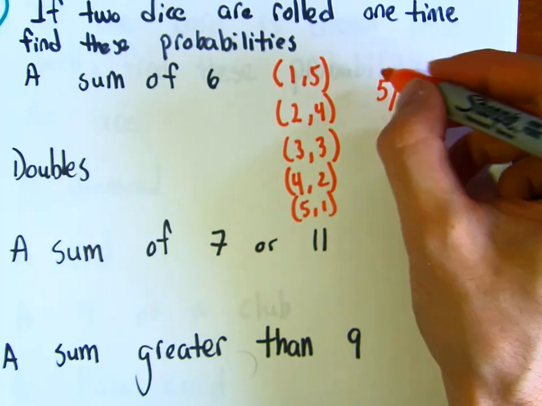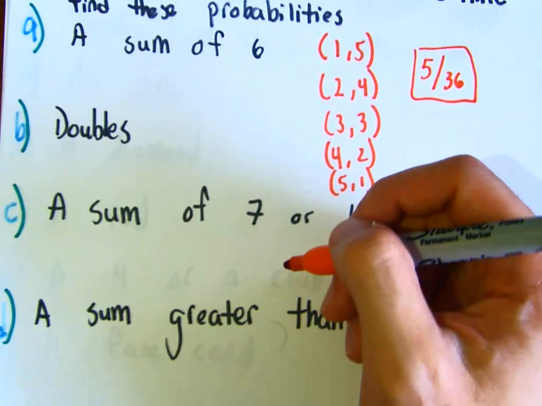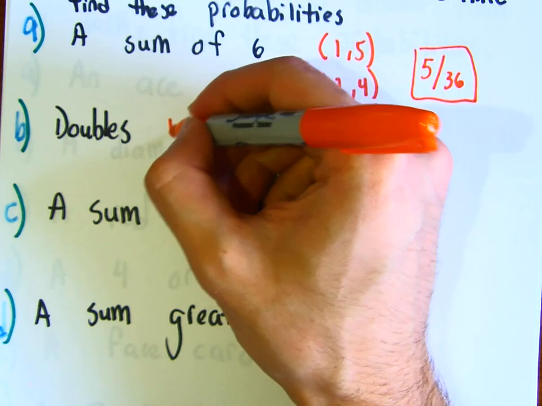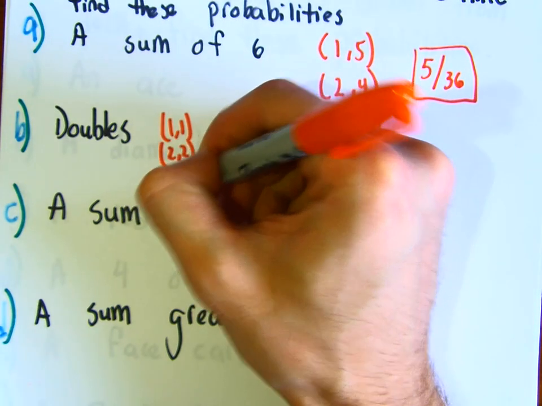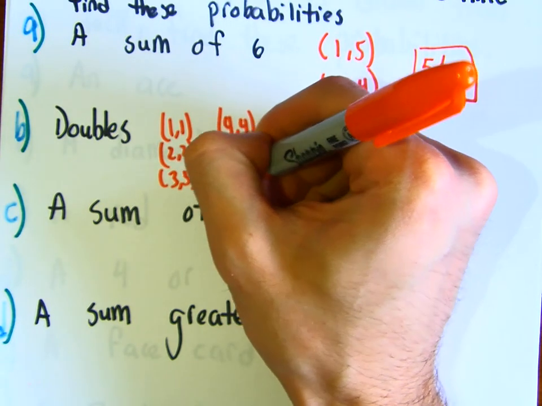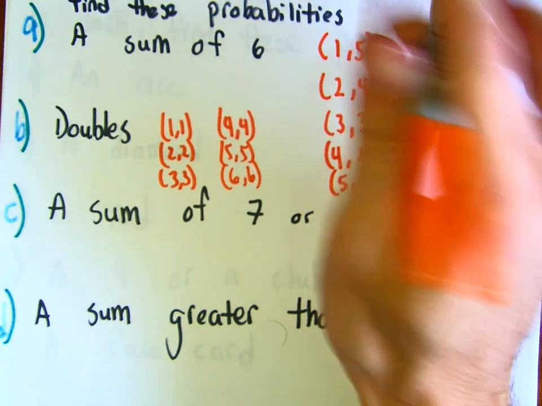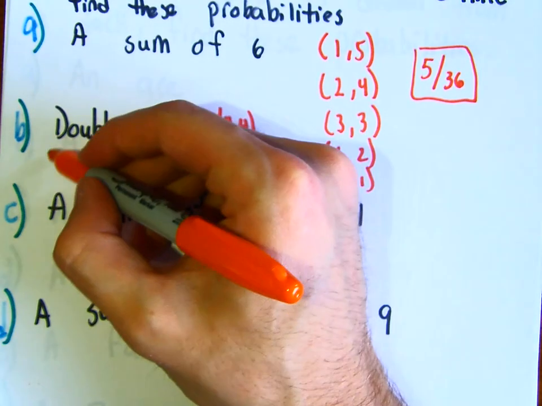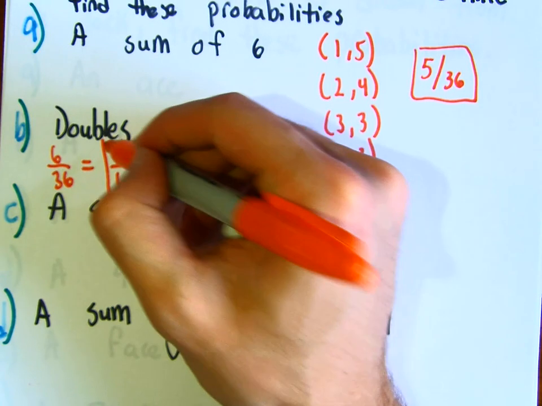And can you simplify that? No, you cannot. What is the chance of doubles? Notice that you could get a 1, 1, a 2, 2, a 3, 3, a 4, 4, a 5, 5, and a 6, 6. So notice how many possible outcomes are there for this one. It's 6 over 36, or you could say 1 out of 6.